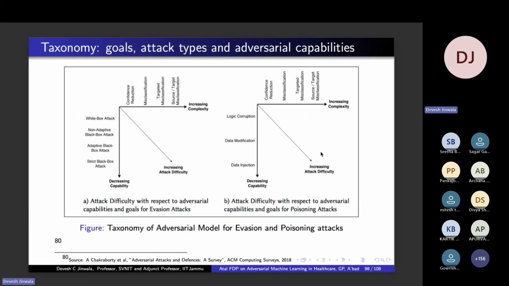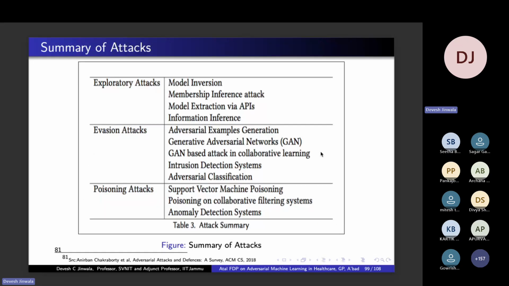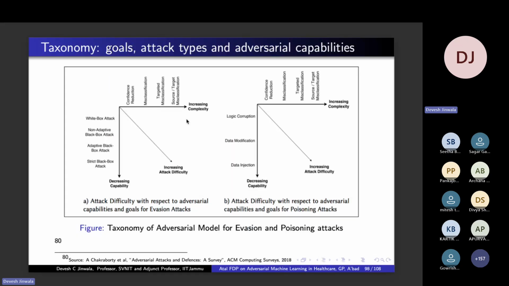I'm showing certain diagrams, certain characterizations of the adversarial attacks in these further diagrams. If you look at the relation of white box, non-adaptive black box, adaptive black box, strict black box attacks with the capabilities, they are shown to be in decreasing capability, which I think is pretty intuitive to understand. I already said white box is where the adversary is able to have access to everything. So it must have higher capability on the part of the adversary.